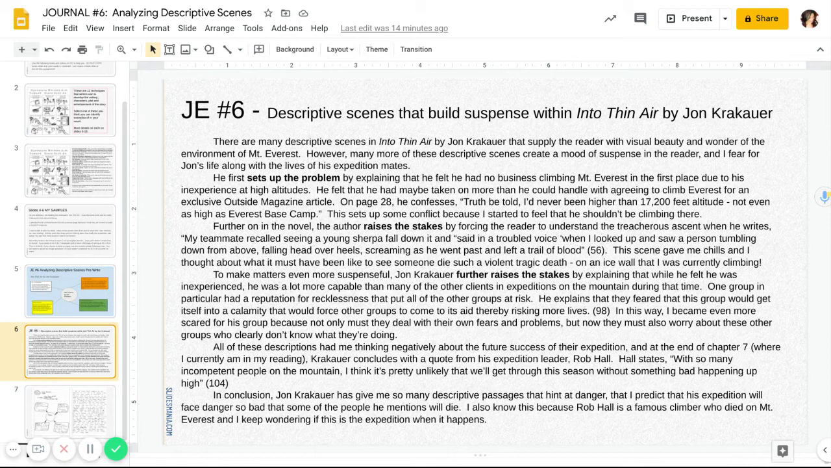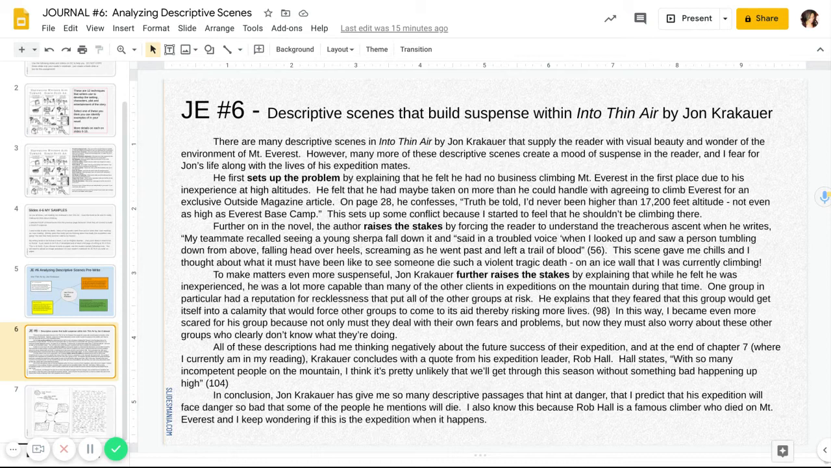All of these descriptions had me thinking negatively about the future success of their expedition, and at the end of chapter 7, where I currently am in my reading, Krakauer concludes with a quote from his expedition leader, Rob Hall. Hall states, "With so many incompetent people on the mountain, I think it's pretty unlikely that we'll get through this season without something bad happening up high."